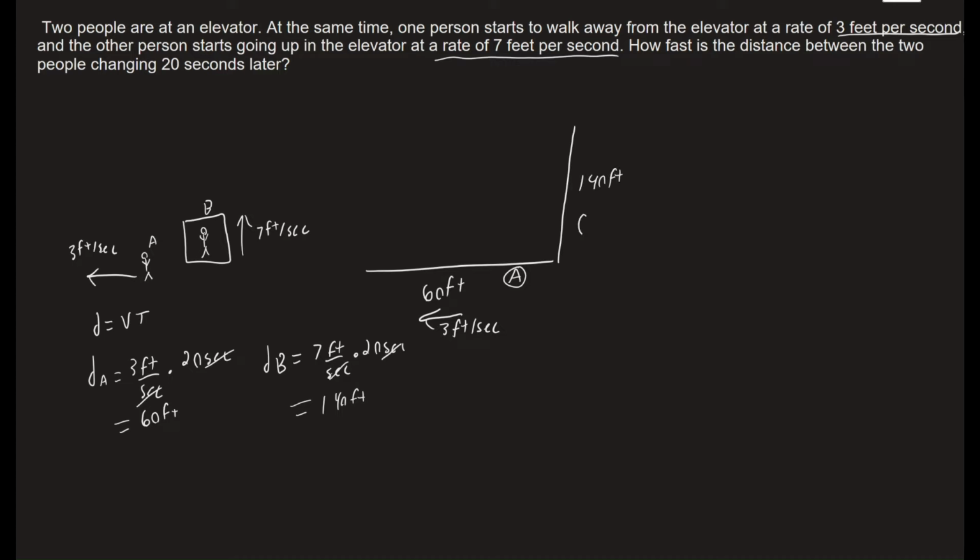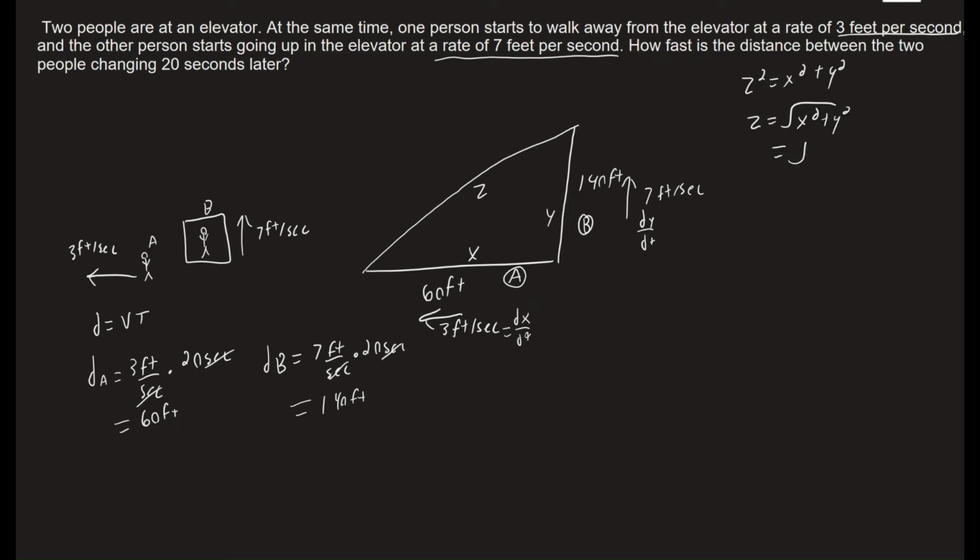This picture is not to scale, but we could label their speed because it's constant. And let's complete the triangle. So let's label this X, Y, and Z. So in that case, this speed will be dy over dt, and this speed will be dx over dt. Now we could find z using Pythagoras. So let's isolate for z, and we just have to plug in x and y. So it's 60 and 140.